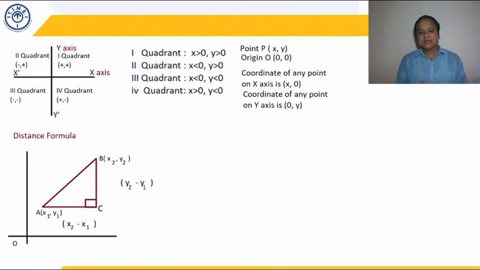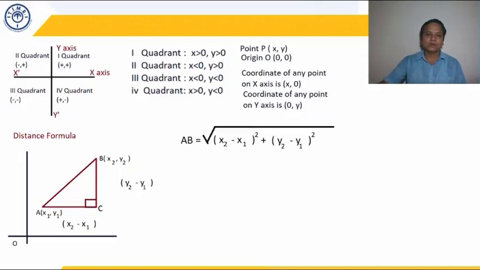square. AC is x2 minus x1 and BC is y2 minus y1. So we get the distance between these 2 points whose coordinates are given as x2 minus x1 whole square plus y2 minus y1 whole square. Distance between 2 points whose coordinates are given. So this is the distance formula.